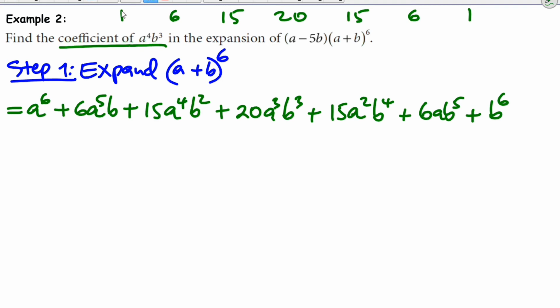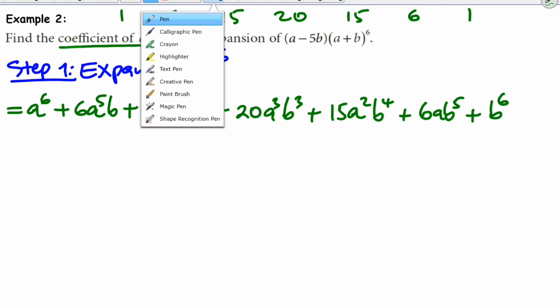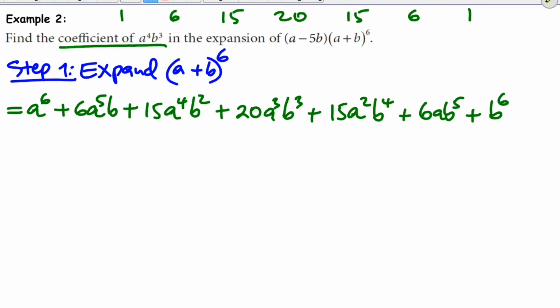Okay, just remember that I'm using those coefficients, and the coefficients are here. Of course I didn't include the 1s. If you want to include them, you can just include them there. They don't have any effect, but that's the expansion. And the powers of a are decreasing, the powers of b are increasing. Good.